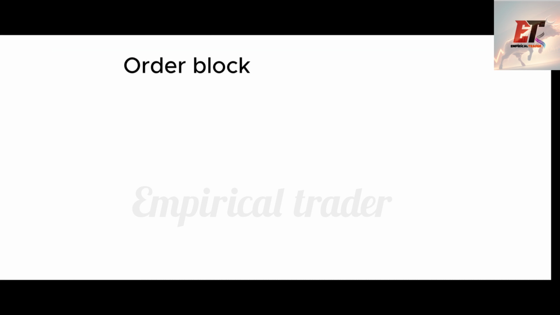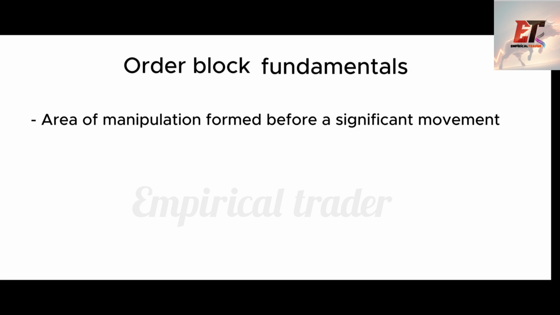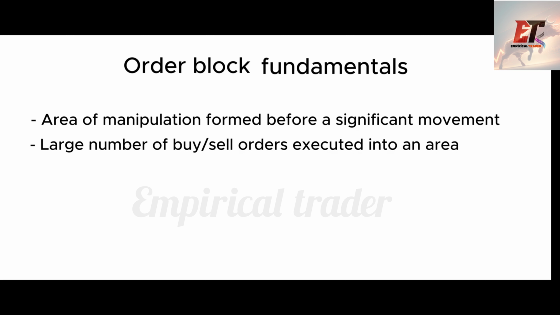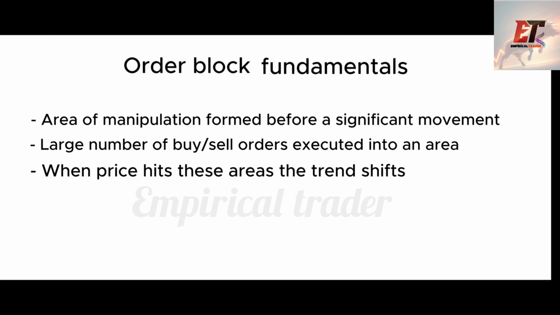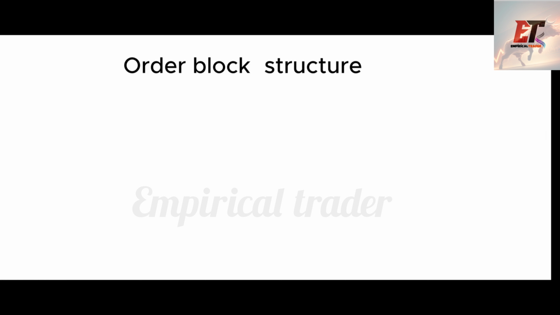We have two chapters to cover. The first is the fundamentals of the order block. The order block is an area of manipulation formed just before a significant price movement. Traders see these zones as areas where a large number of buy or sell market orders have been executed. So by knowing this information, we can potentially take advantage of higher probabilities of trend reversal when the price hits these areas.